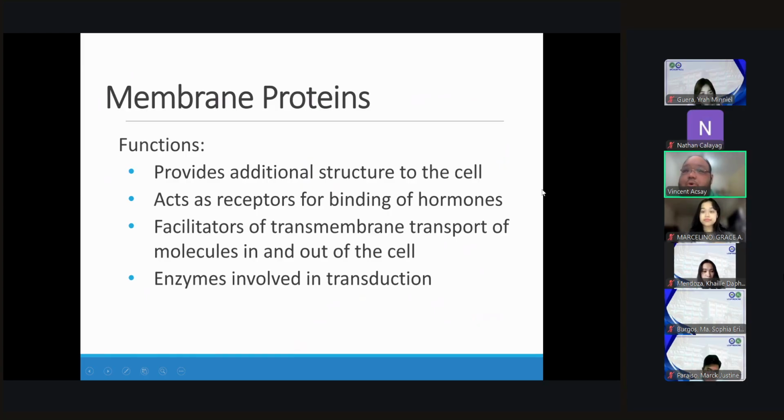Next, we talk about proteins. The proteins provide structure to the cell, and they can act as receptors for binding of hormones. They can be facilitators of transport for molecules in and out of the cell, and they can be enzymes that are involved in transduction. So your proteins are your more reactive groups, while your lipids are your main structural components.